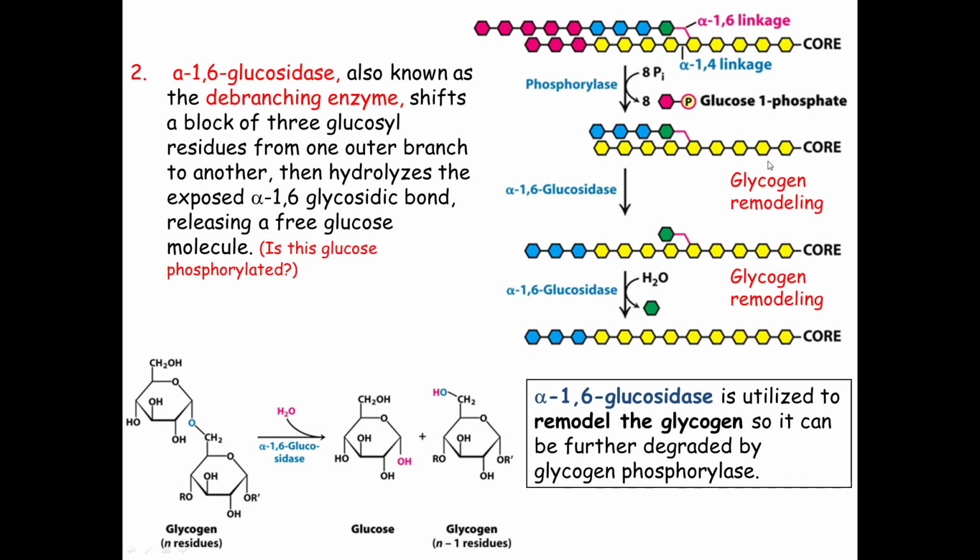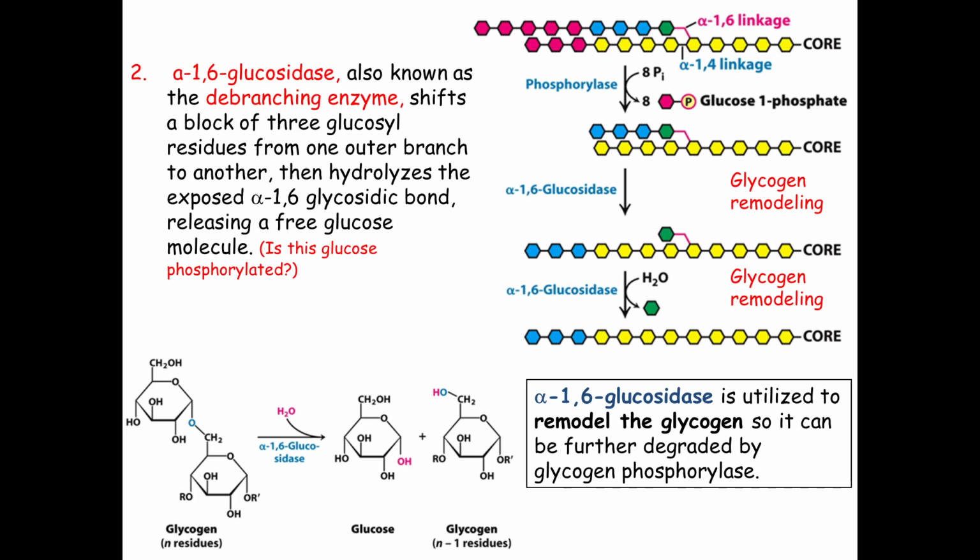That leaves what's called limit dextran. My phosphorylase cannot act upon this in its current state. So I need to do some remodeling, some rearranging. That's where our second enzyme comes in. Our second enzyme is called the alpha-1,6-glucosidase. Tells you what bond it's going to break. It's also known more commonly as the debranching enzyme because it's going to remove the branch point. Okay? And it does several things.